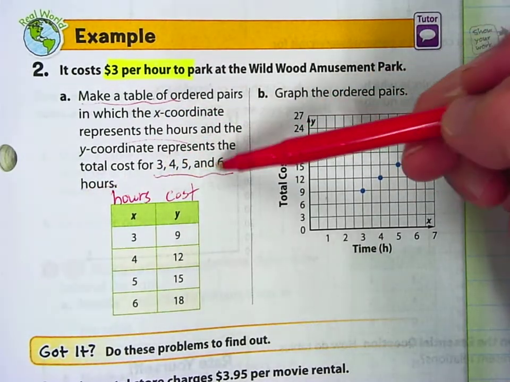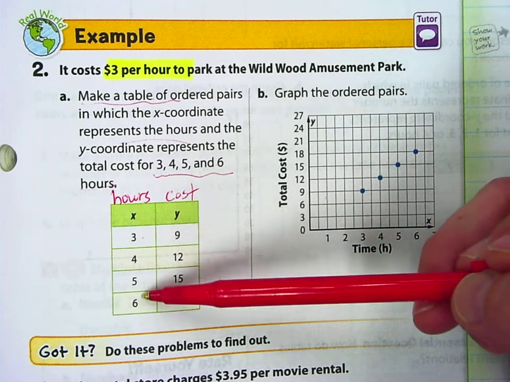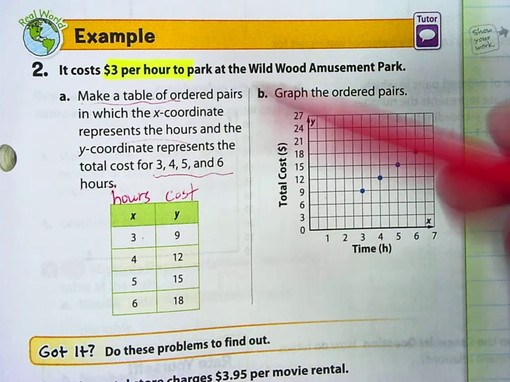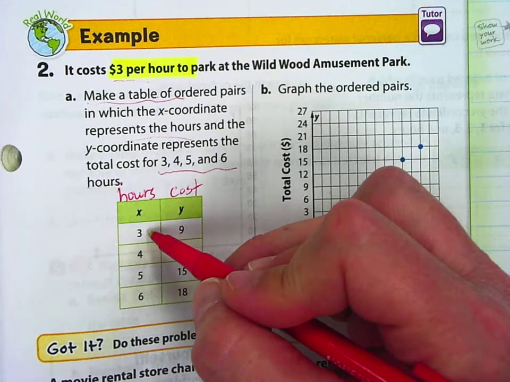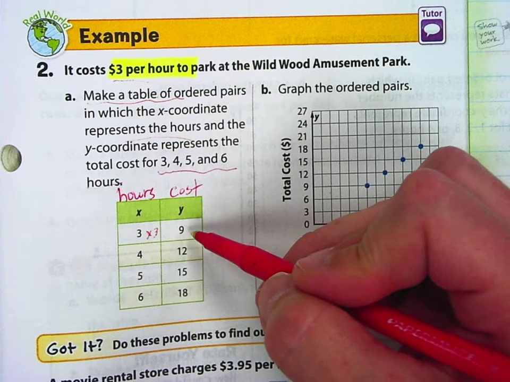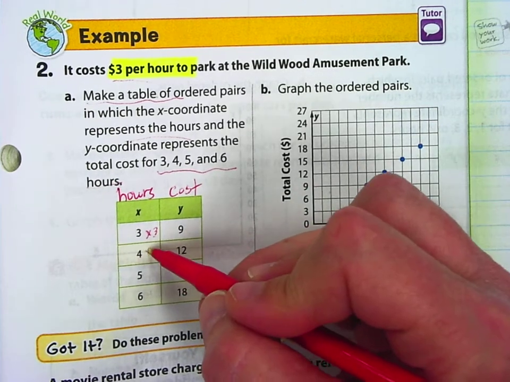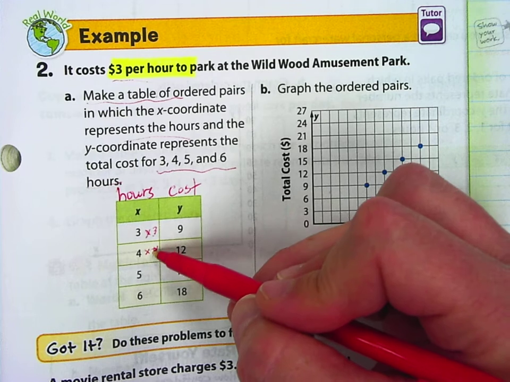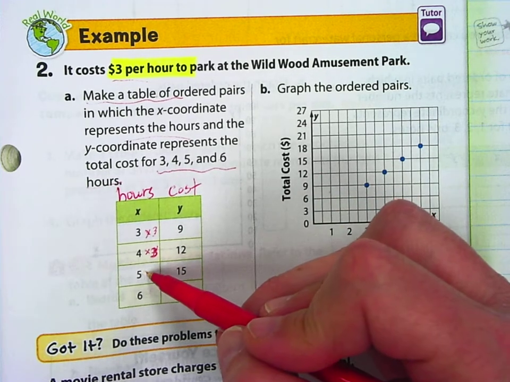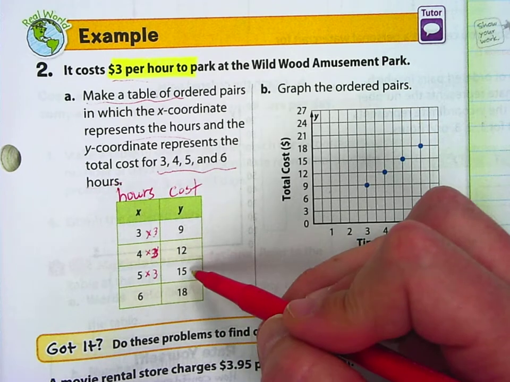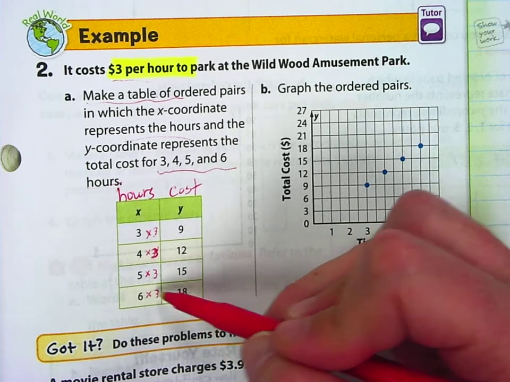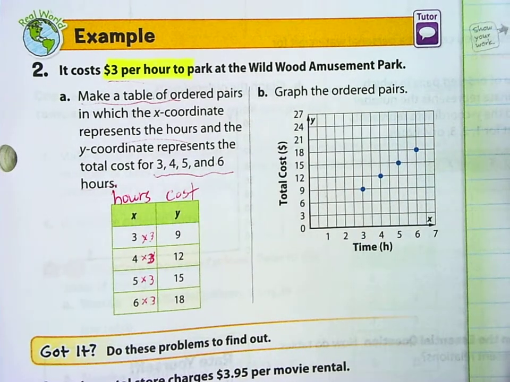So 3, 4, 5, 6. So you're going to place 3, 4, 5, and 6 in the hours column, in the X. These are your X values. So now, if it's $3 per hour, you would multiply all these by $3. So 3 hours times $3 per hour would be 9. 4 hours times $3 per hour would be 12. 5 hours times $3 per hour would be $15. And 6 hours times $3 per hour would be $18.